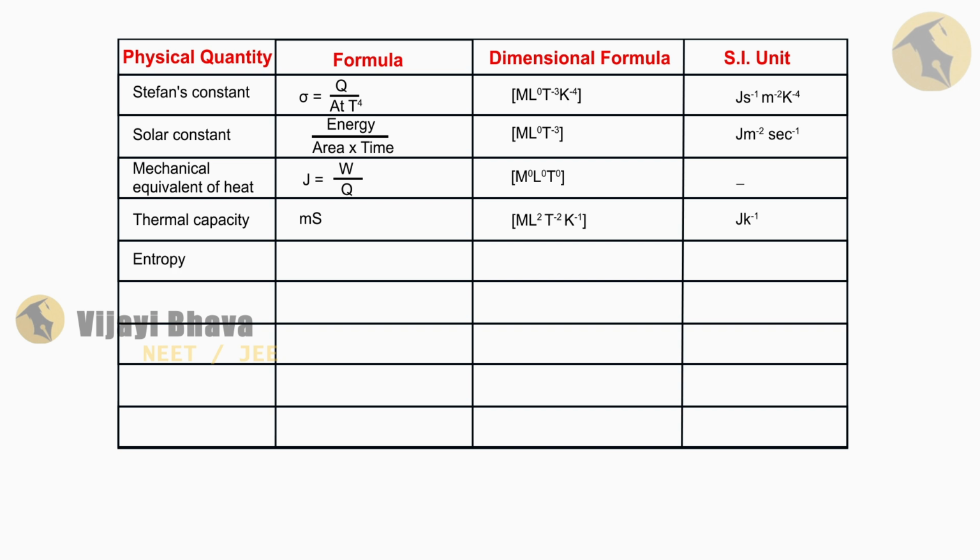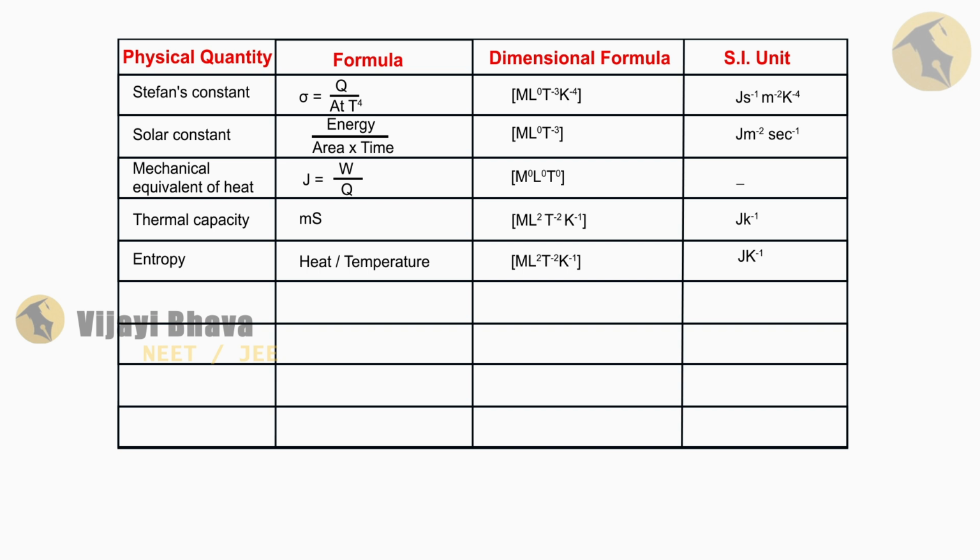Next, entropy. Entropy is nothing but the ratio of heat and temperature. Heat has a dimensional formula M1 L2 T minus 2 divided by temperature, which is K1. So the final dimensional formula of entropy is M L2 T minus 2 K minus 1.